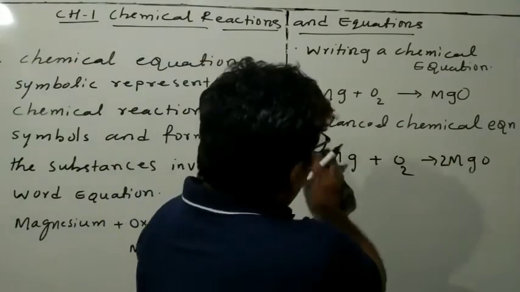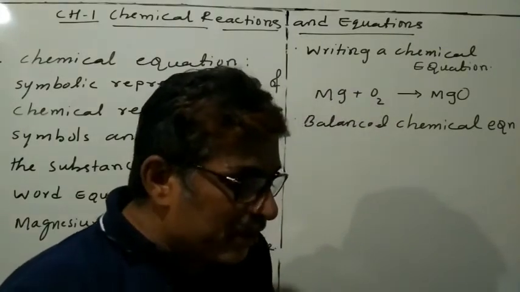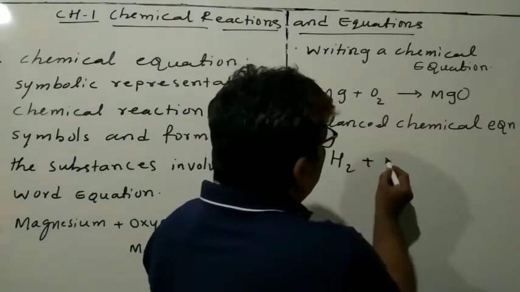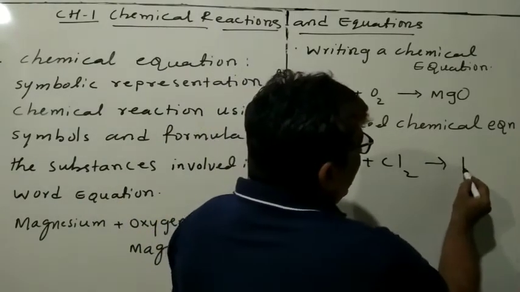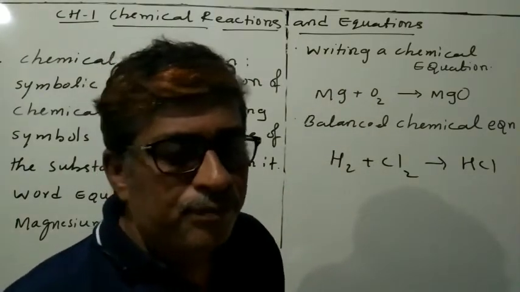Okay, so now we will discuss one more example. For example, a simple example I will take first: H2 plus Cl2. So you get hydrochloric acid. All this you learned, how to get it with the formula.